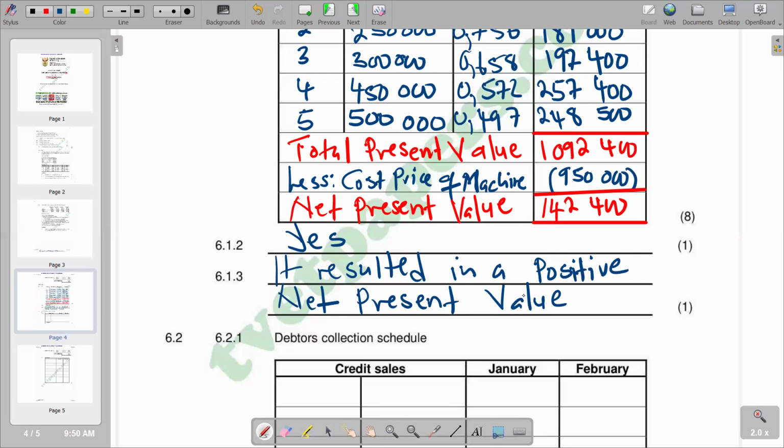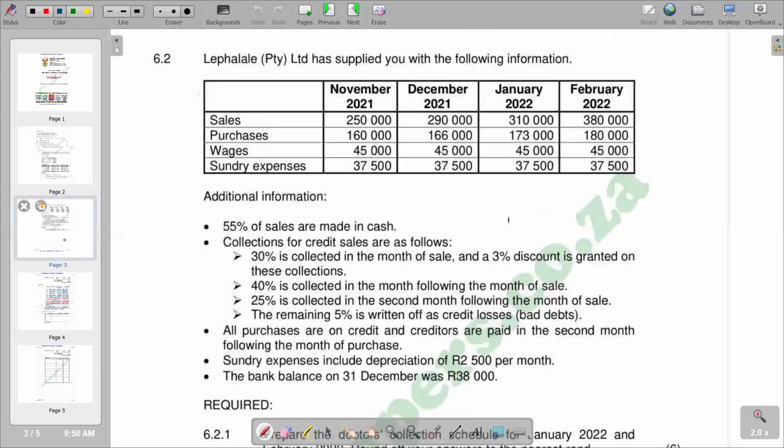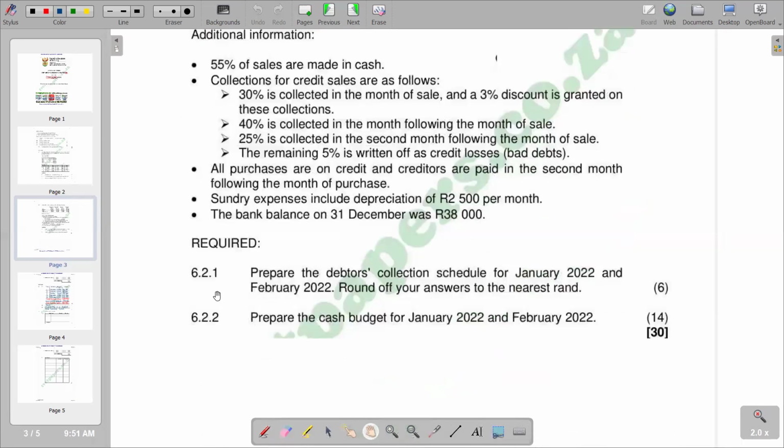We now move on to the debtors collection schedule, which is going to be the next question. We can just refer there, which is now our 6.2, which is Palali planted for November, December, January, February. November is 2021, then December to February is 2022. So we're given additional information. Then 6.2.1, prepare the debtors collection schedule for January 2022 and February 2022. Round off your answers to the nearest rand. Very important, take note that you have to round off.